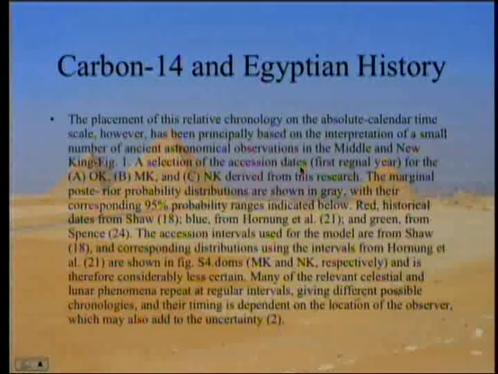A selection of the accession dates, first regnal year for the A, Old Kingdom, B, Middle Kingdom, and C, New Kingdom, derived from this research. The marginal posterior probability, and that's a hyphen, of course, are shown in gray with their corresponding 95% probability ranges indicated below, and we'll see those in a little bit. Red, historical dates from Shaw, blue from Hornung et al., and green from Spence. The accession intervals used for the model are from Shaw, and the corresponding distributions using the intervals from Hornung et al. are shown in figure S4.